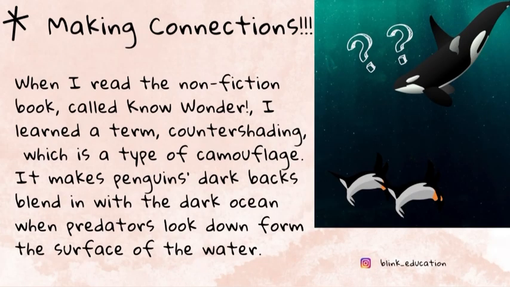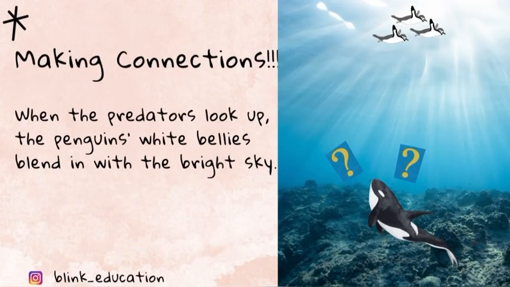You'll find out the connection I have between these two books and the new knowledge I learned from the book I'm reading now. When I read the nonfiction book called No Wonder, I learned the term counter shading, which is a type of camouflage. It makes penguins' dark backs blend in with the dark ocean when predators look down from the surface of the water. I found a similarity between penguins and bottlenose dolphins. This part reminds me of what I read before about bottlenose dolphins. When the predators look up, the penguins' white bellies blend in with the bright sky. Even if these two animals live in different territories, they use the same type of camouflage to survive.